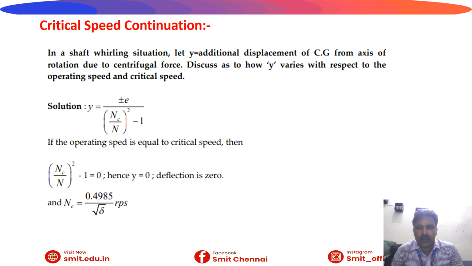We will notice that here. In a shaft whirling situation, y is the additional displacement of CG from the axis of rotation. CG is nothing but the center of gravity, due to the centrifugal force. Y varies with respect to operating speed and critical speed. Then y equal to plus or minus e by (nc by n) whole square minus 1. If the operating speed is equal to the critical speed, then the denominator part will become 0. Then nc will be 0.4985 by root of del RPS.